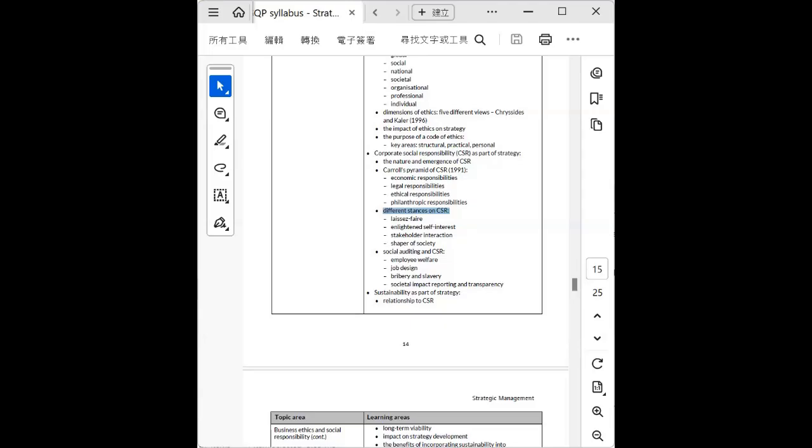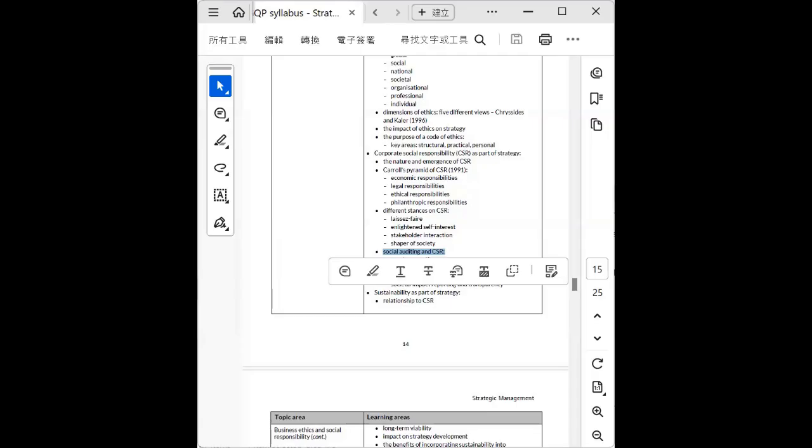Stakeholder interaction involves actively engaging stakeholders in the CSR decision-making process, and the shaper of society stance sees the organization as a proactive force for social change. And then we have social auditing and CSR. It's about evaluating how the company meets its CSR commitments, offering transparency and accountability.